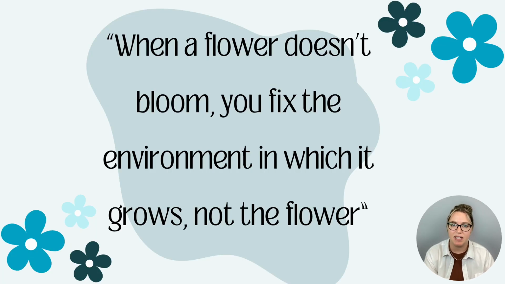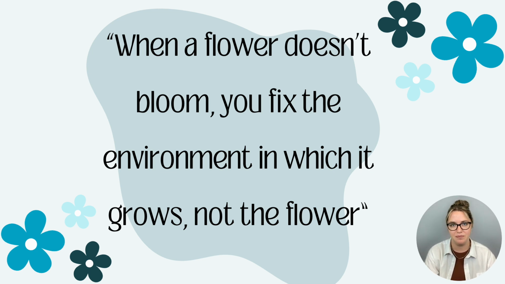To give you an idea of what we mean by ABI, we like to point to this quote that says, "When a flower doesn't bloom, you fix the environment in which it grows and not the flower." The idea here is we're not fixing the child and the child's behavior. We are going to fix the environment and what we control to be able to make that flower, or that child, succeed.